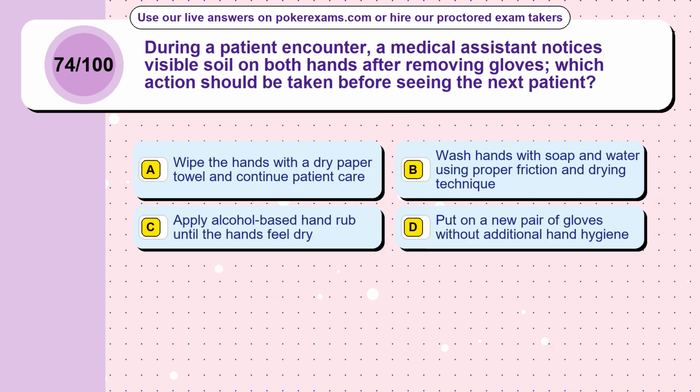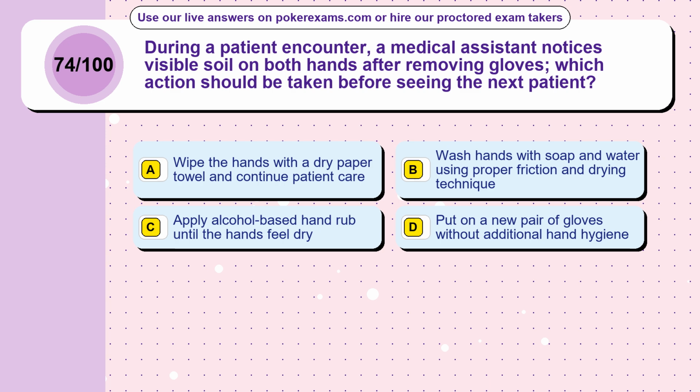Question 74. During a patient encounter, a medical assistant notices visible soil on both hands after removing gloves. Which action should be taken before seeing the next patient? Option A, wipe the hands with a dry paper towel and continue patient care. Option B, wash hands with soap and water using proper friction and drying technique.